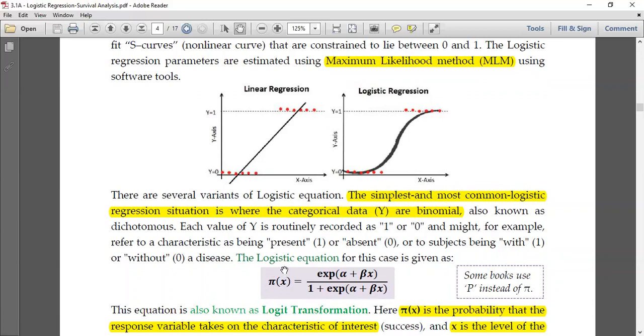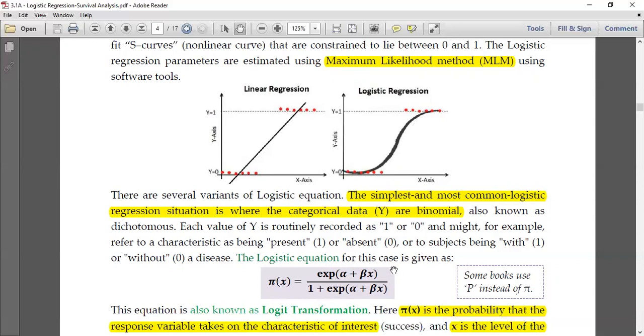So the value of pi of x, this pi of x is nothing but the response y-axis value. This x is a continuous variable in the x-axis. Some books refer to p instead of pi. Now this is a probability value. It could be somewhere between 0 and 1, whether it is possible or not. That means if you have this particular value of x, whether the outcome is 0 or 1 or somewhere intermediate, you can identify using this equation. This is the most common or simplest equation.